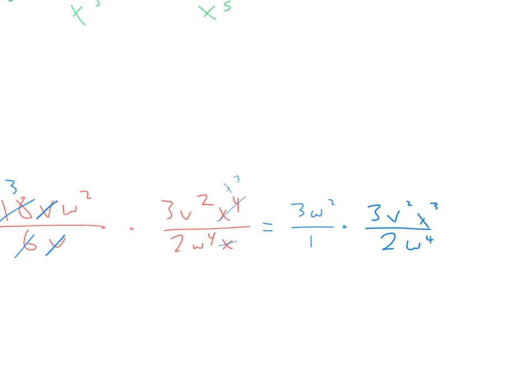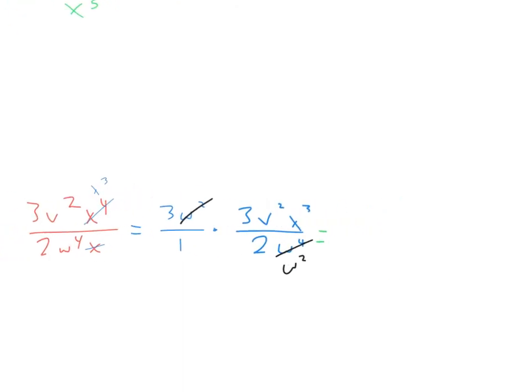Now, what can I simplify? Well, I've got these w squareds I can take out, so this becomes w squared down here. Don't see anything else because there's no more v's, there's no more x's that I can simplify with, and w's are already all together. So, finishing this off then, 3 times 3 is 9. V squared x to the 3rd all over 2w squared.